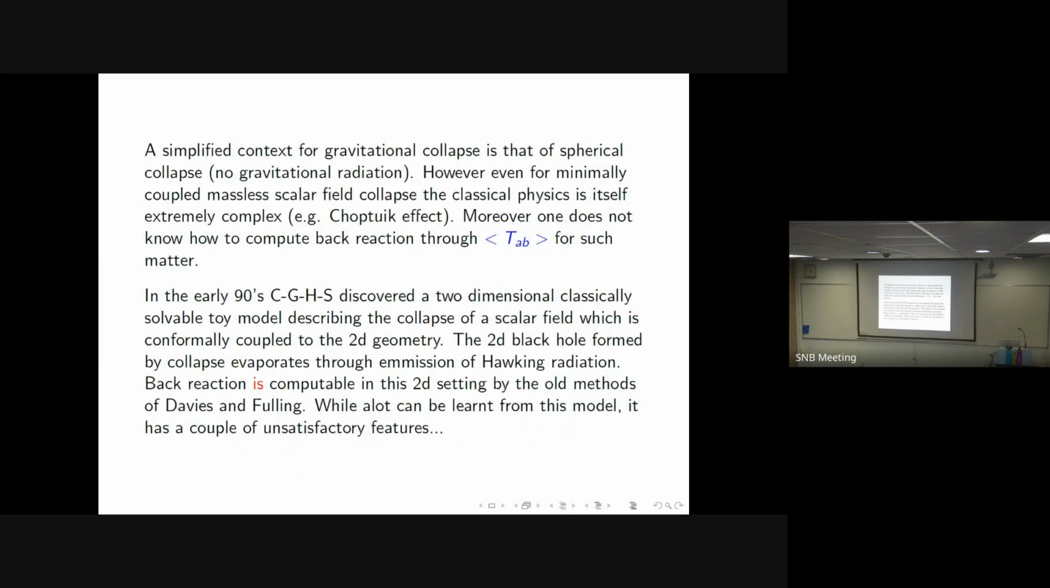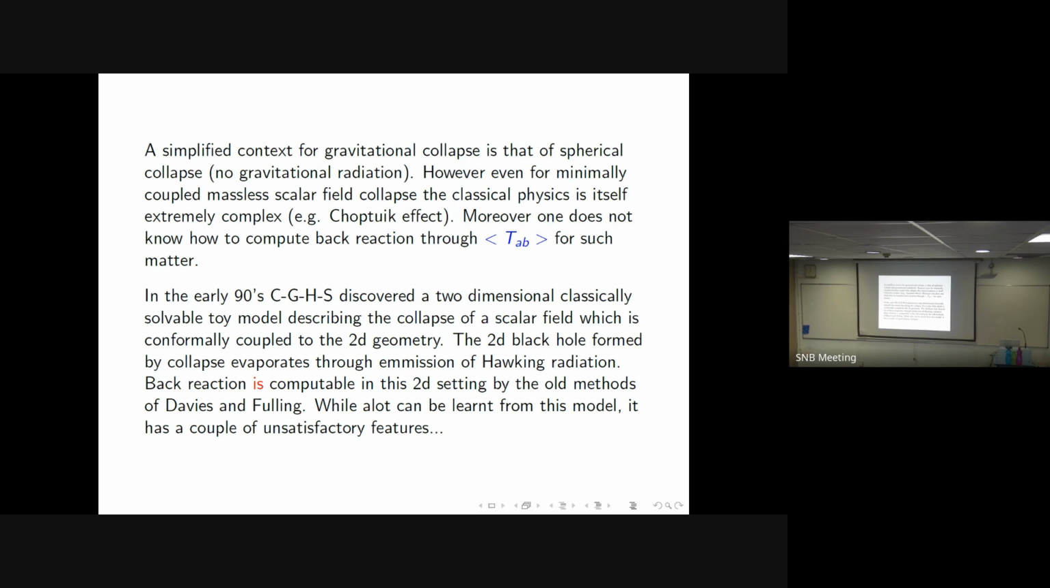Okay. Now let me go back and ask, what is the simplest context for gravitational collapse? One may think it could be spherical collapse, spherical symmetry, because in spherical symmetry there is no gravitational radiation itself. So there are no degrees of freedom really associated with the gravitational field. It just reacts to whatever matter is put on. But even for a minimally coupled massless scalar field collapse, the classical physics is itself very complex. You have things like the Choptuik effect, self-similarity, all sorts of crazy stuff. And one does not know how to compute the back reaction.